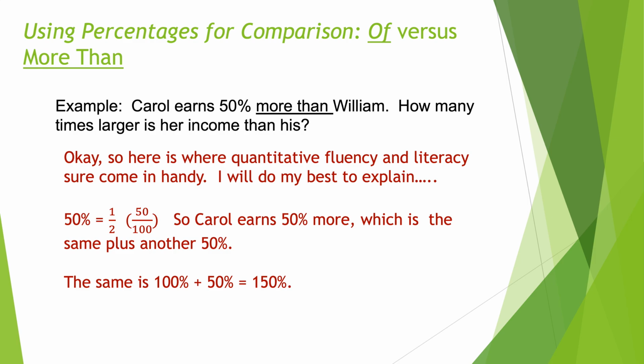Okay? So when it's more than versus of means in comparison to the other person. So if you make 150% of theirs, you're making the 100%, plus you're making an extra 50% as well.